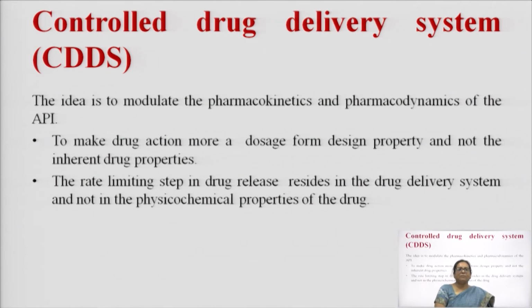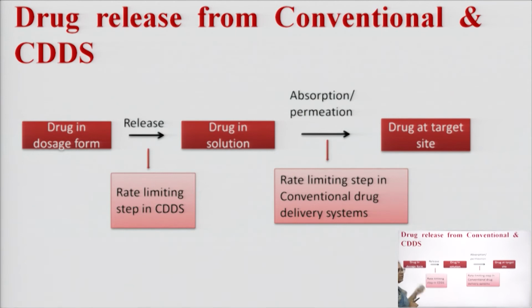The rate limiting step in drug release resides in the drug delivery system and not in the physicochemical properties of the drug. This will be very clear from the next slide. So, here you can see how the drug in dosage form is released in the body, then it constitutes drug in solution which is then absorbed and permeates through the biological membranes to reach the target site. Two steps involved are release of drug from the dosage form and permeation of drug at the site of absorption into the target site. So, these two are the rate limiting steps.